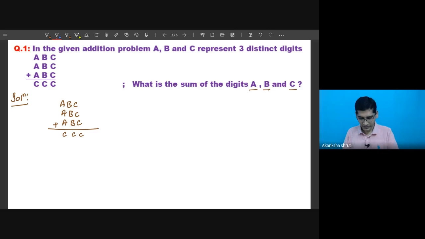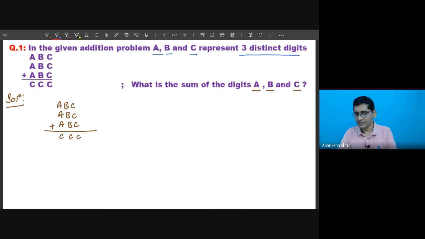For that, we shall start thinking what could be the possible values of A, B, C. Here it is given that A, B, C are three distinct digits, meaning the digits that start from 0 to 9. So the value of A, B, C could be any digit from 0 to 9 and we have to search that.